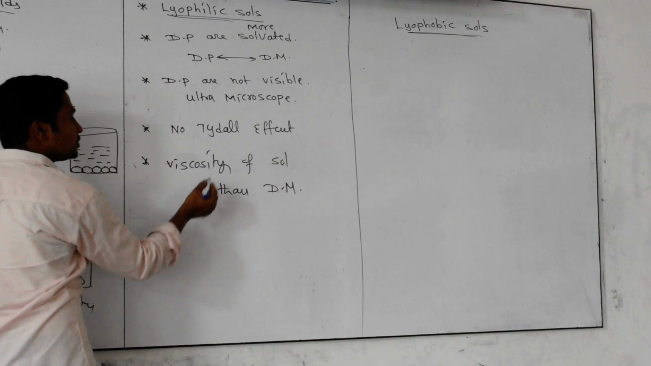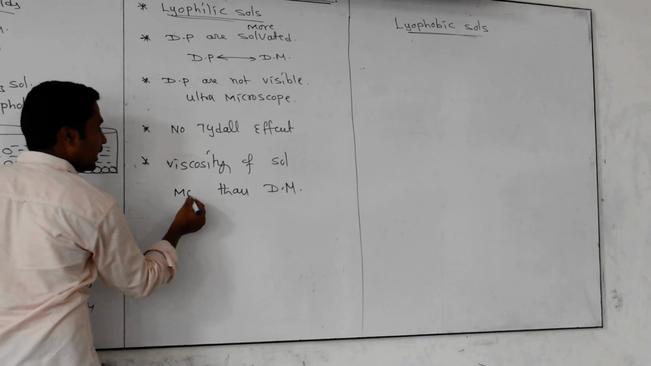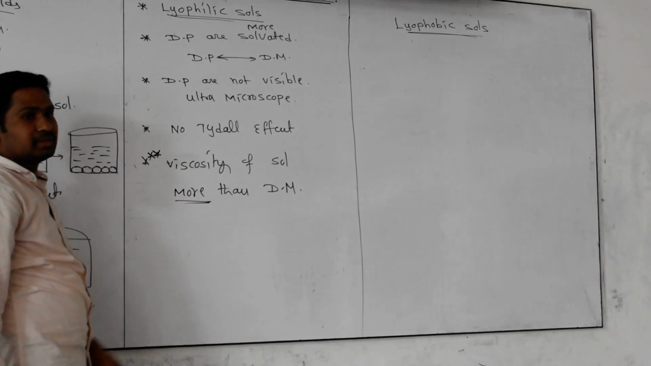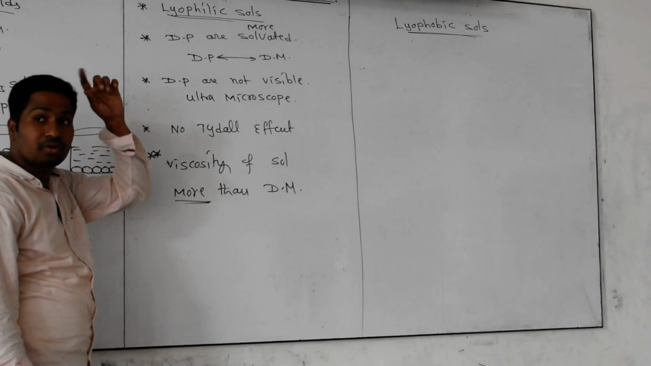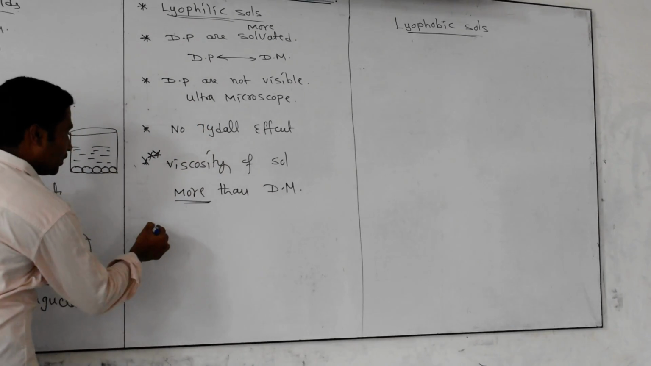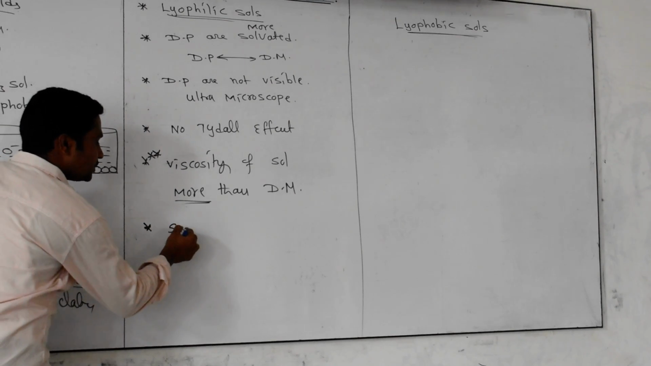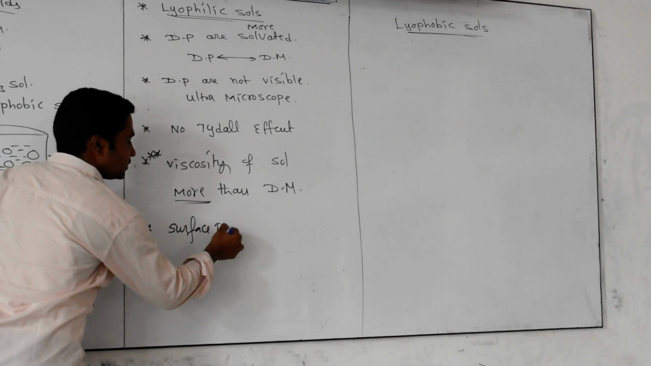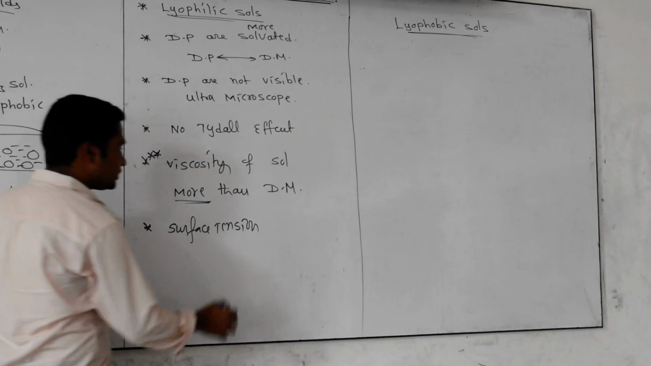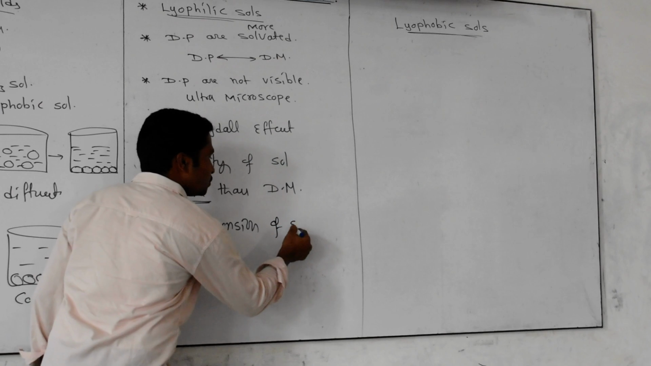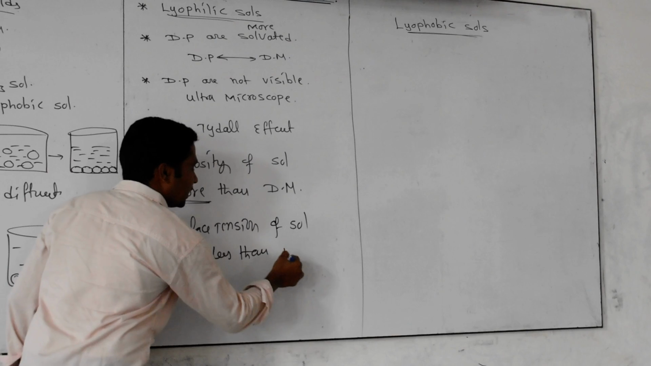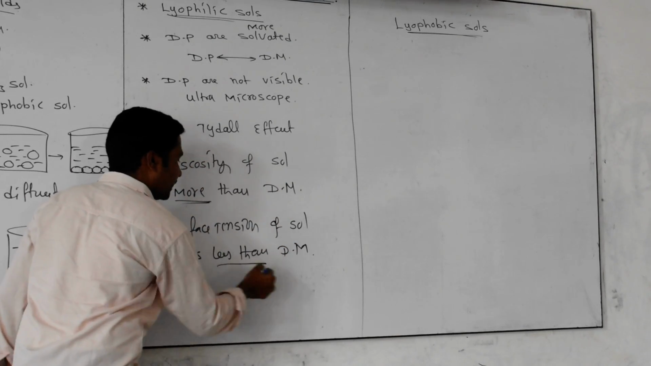That's why the viscosity of a sol is more than that of the dispersion medium. Yes, this one will be asked in the JEE Mains examination. Why? Because in a sol there is more force of attraction. Are you getting it? And we have to discuss one more thing: surface tension. Surface tension is inversely proportional to viscosity. That means the surface tension of a sol is less than that of the pure dispersion medium. Are you getting it?